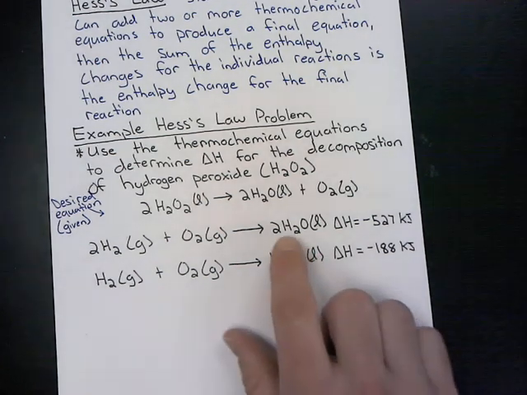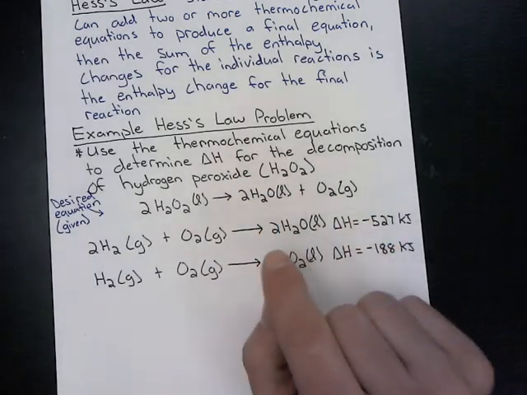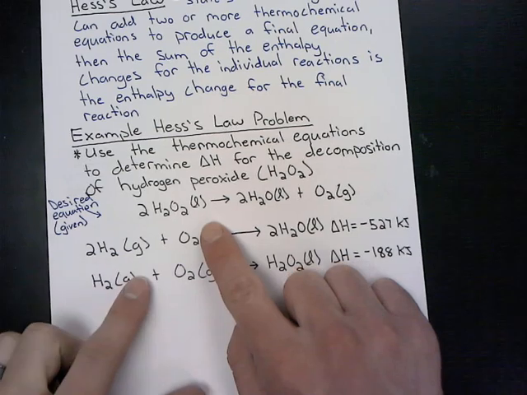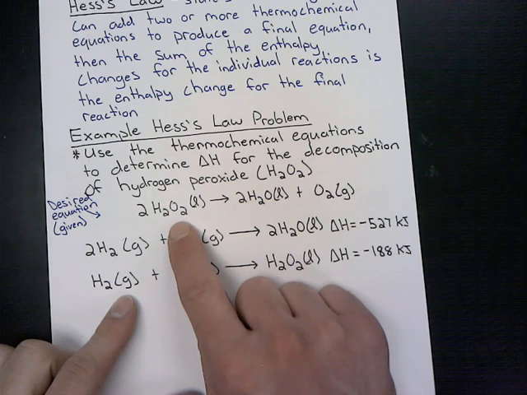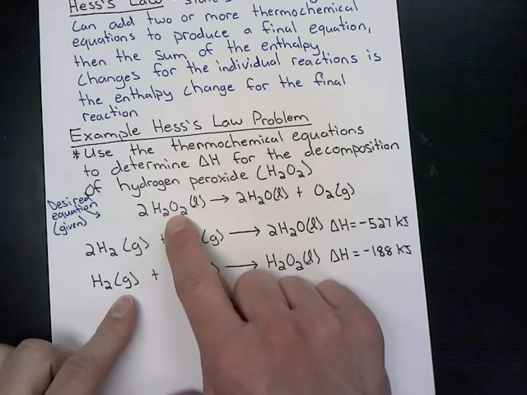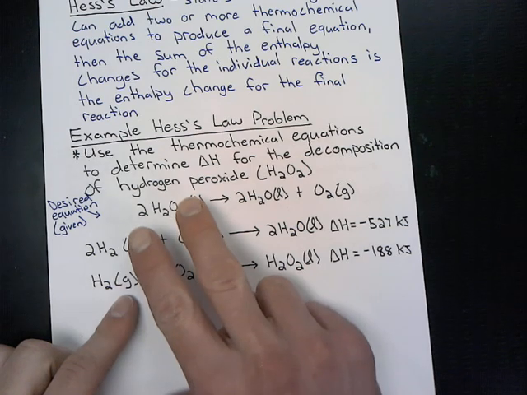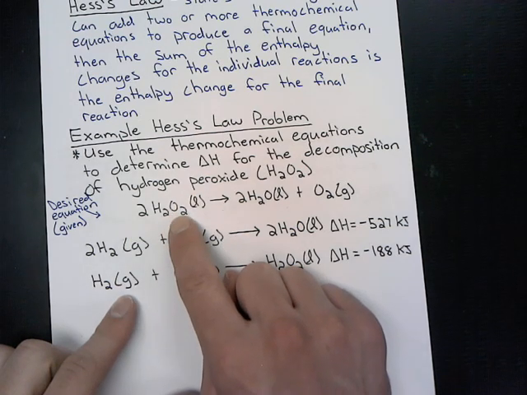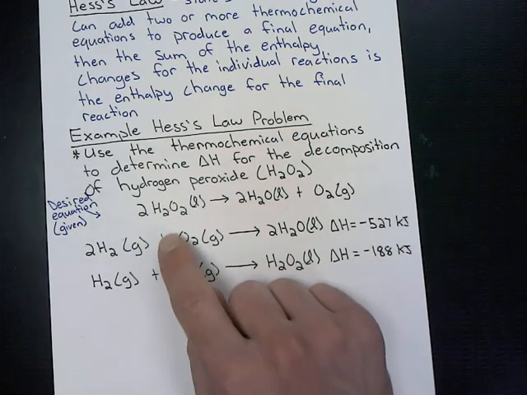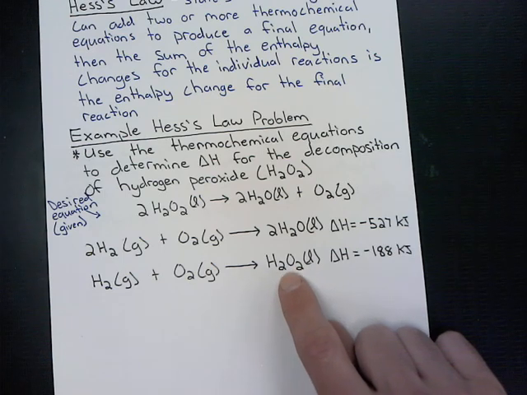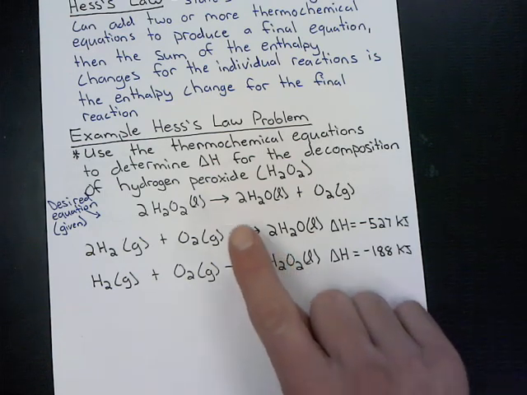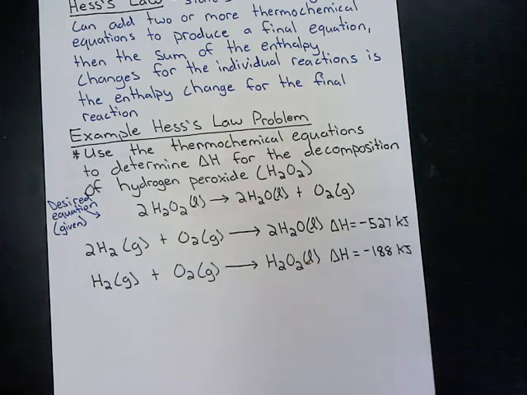So in our desired equation, I start out here and I look for something that is similar or something that I need on this left-hand side. I see, hey, I need two H2O2s. So what I do first is I go to my given equations down below, and I see, hey, I have H2O2, but it's on the wrong side. So what I need to do with this is I need to flip the equation.